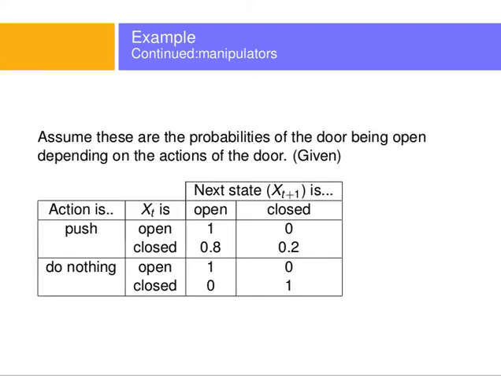These are what's called the transition probabilities. What makes me think that the state of the world is going to be in one state or another. I haven't looked at the sensor yet.